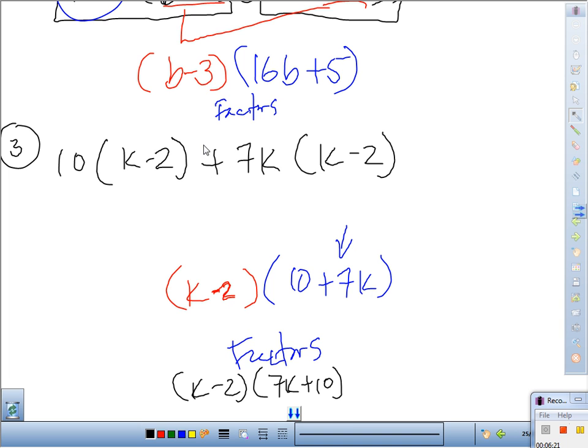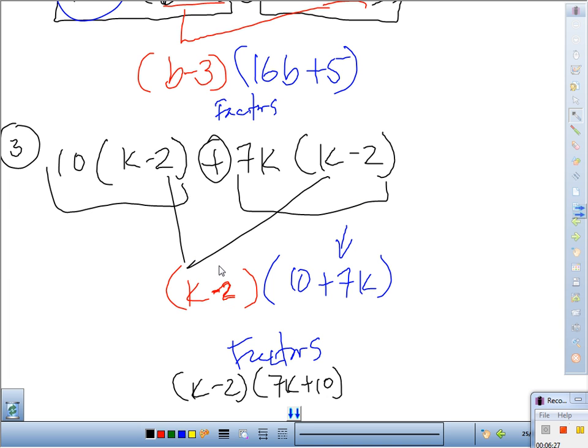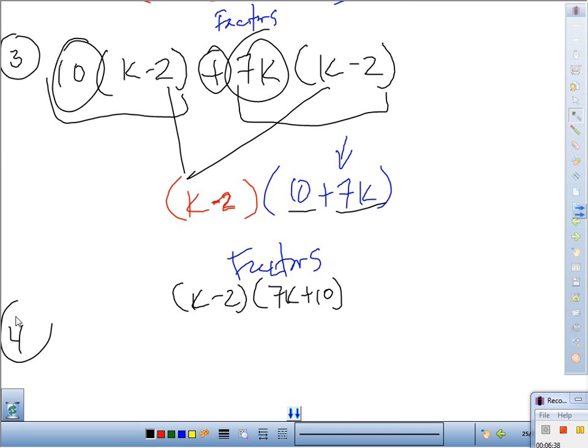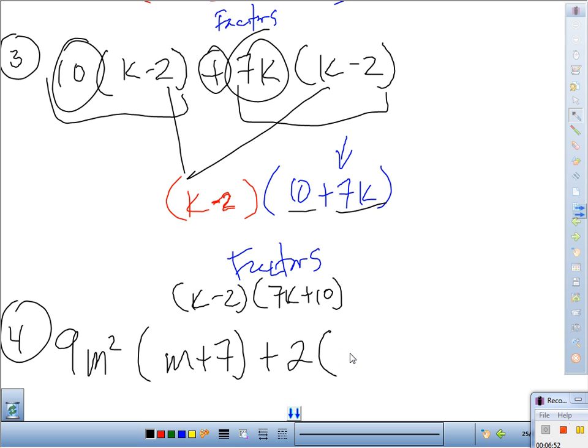So, the process one more time. Here is the addition. Term 1, term 2. What's the same for both? K minus 2. What's left here? 10. What's left here? Plus 7k. So far, so good? All right. Copy this one. Number 4. 9m squared, parentheses, m plus 7, close parentheses, plus 2, open parentheses, m plus 7, close parentheses. Find me my factors, please.